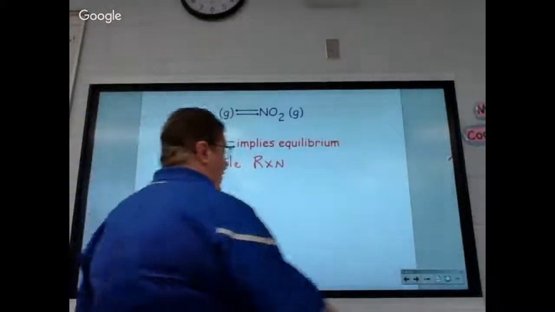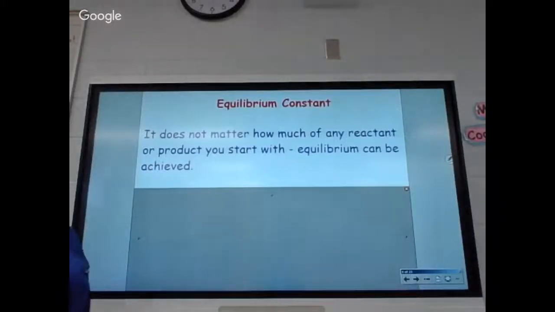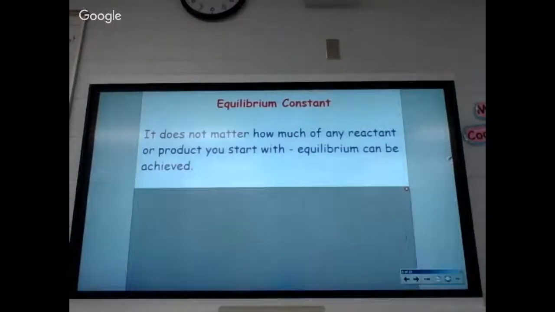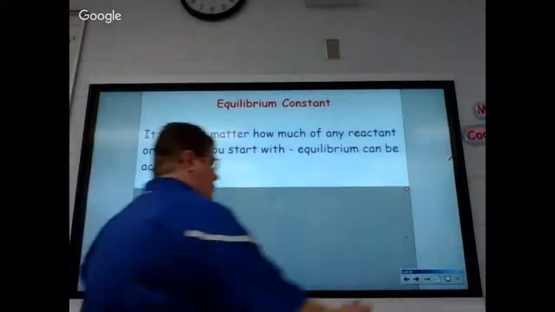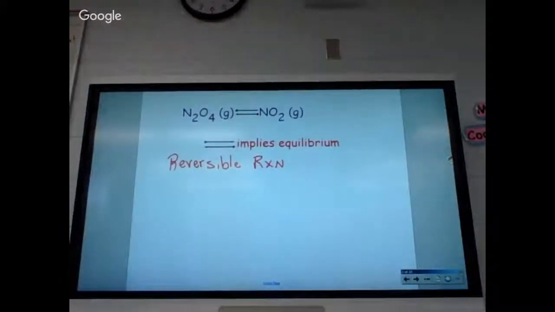Now, equilibrium constants. This is the easiest topic we will do all semester. It's all the same unit. But writing K, the equilibrium constant, and calculating it, the hardest part is using the calculator. Writing K and calculating K is one of the easiest topics we do all year.